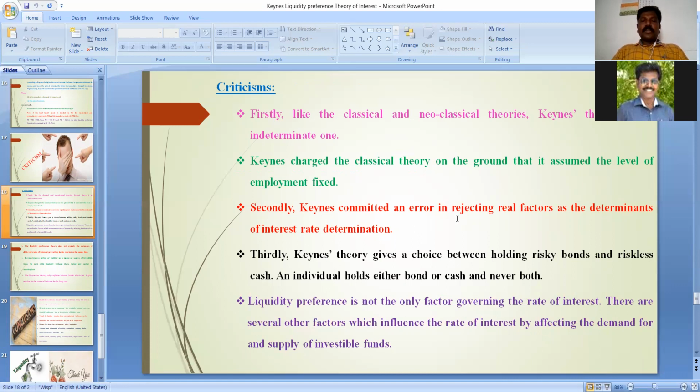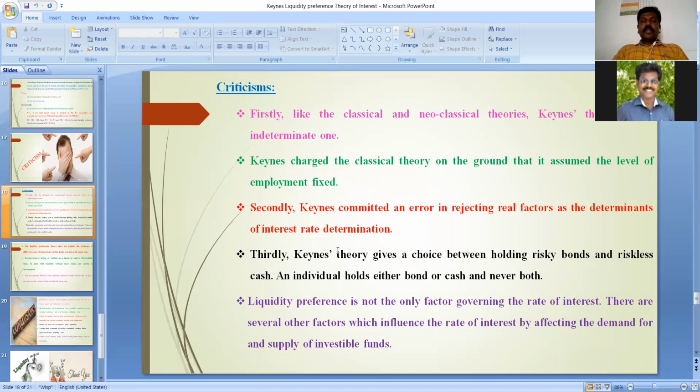Secondly, Keynes committed an error in rejecting real factors as determinants of interest rate determination. So Keynes rejected the real factors, I mean, those which help to determine the interest rate. He rejected all the real factors and focused only on monetary factors.